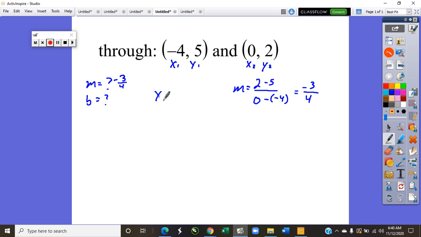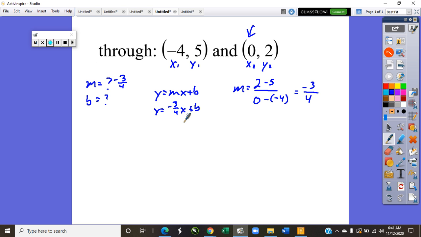Now, y equals mx plus b. So y equals -3/4 x plus b. Let's pick a point, but I will tell you this: anytime you have a 0 here, it's always going to be the easier point to use. I'll show you why, because that's going to cancel out whatever you have in the slope, and this slope happens to be a fraction. That's what I'm going to do.